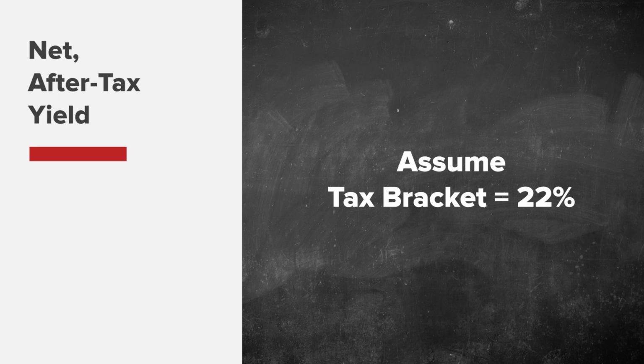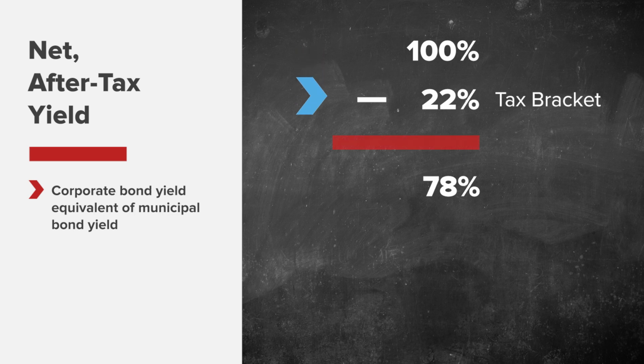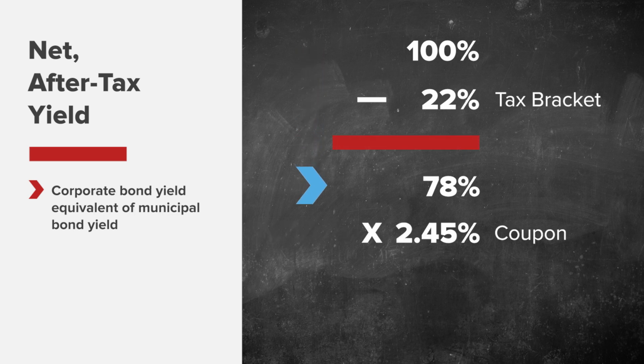To determine the net after-tax return of the corporate bond, first subtract the illustrative tax bracket from 100, giving 78%. Then multiply this by the corporate bond's coupon. We can then say that this Colgate-Palmolive bond is equivalent to a municipal bond yielding a little more than 1.9%.